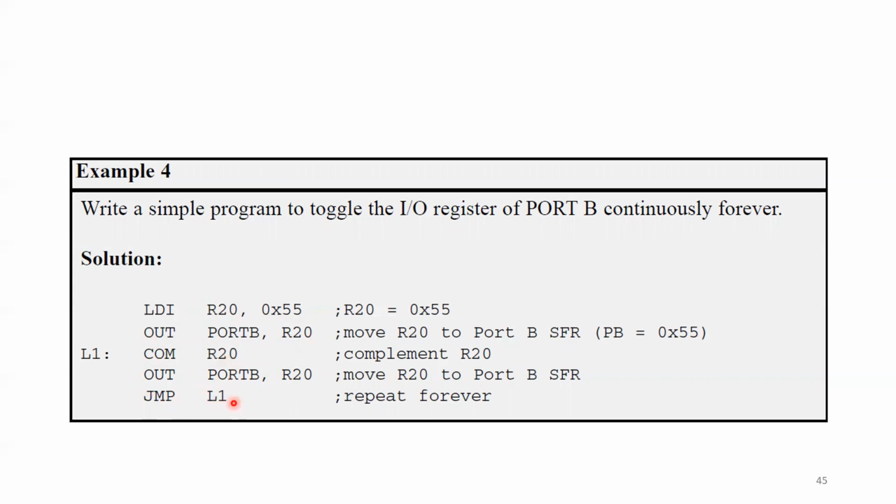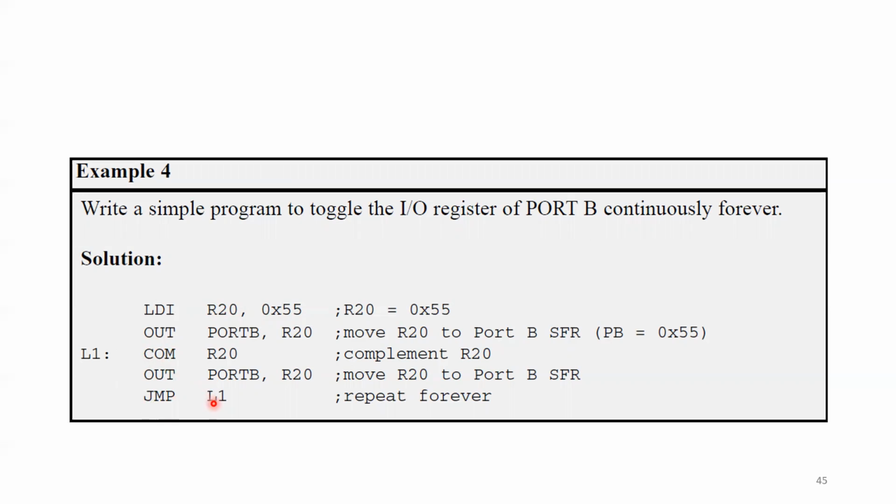Then jump to L1. L1, you can start from here, which is going to complement R20, and after that, output this data to the output port. So it will stay forever looping in these two instructions in order to output the data to your port.